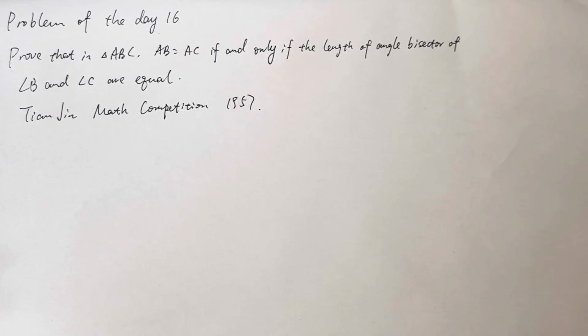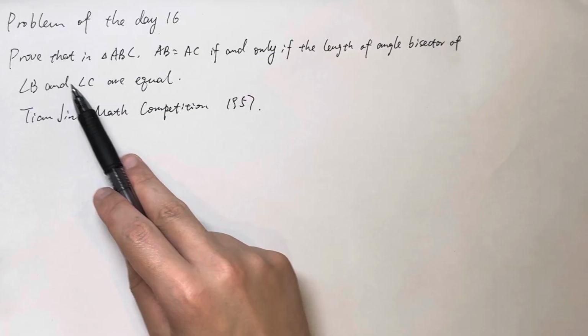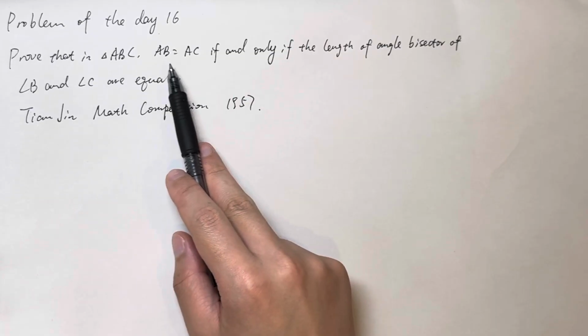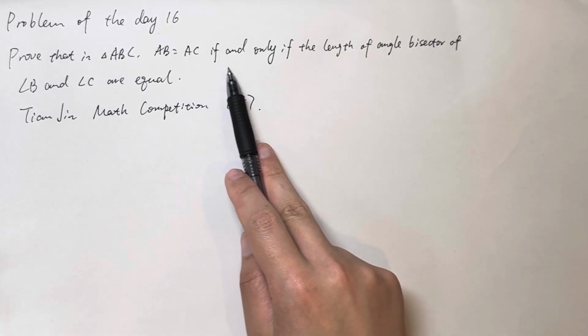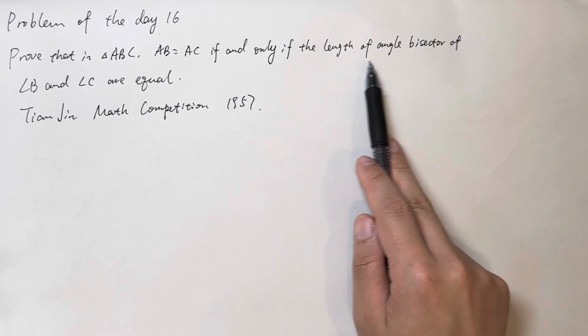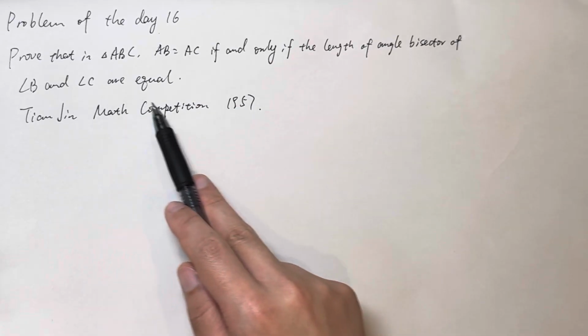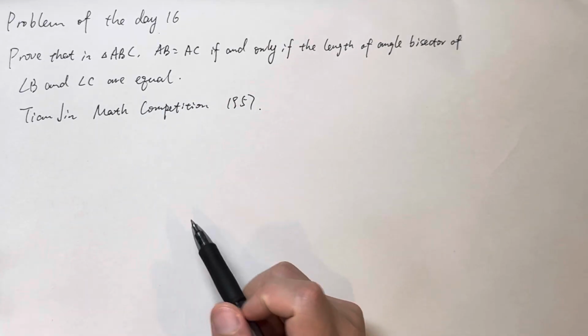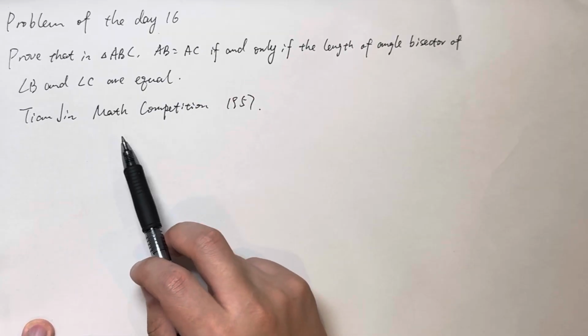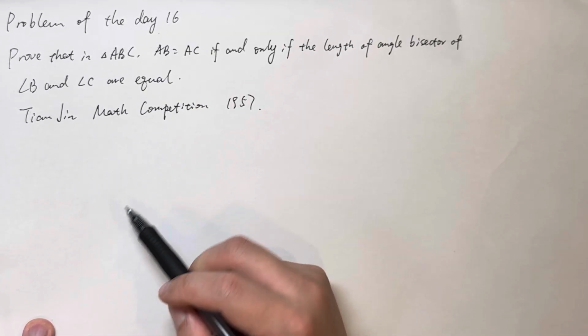Here is the problem of the day 16. We want to prove that in triangle ABC, AB equals AC if and only if the lengths of the angle bisectors of angle B and angle C are equal. This is a problem from the Tianjin math competition in 1957.